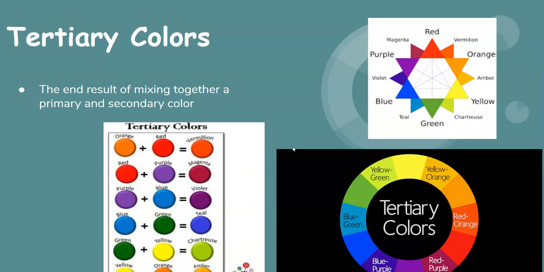Tertiary colors are the end result of mixing together a primary and secondary color. For example, orange, which is a secondary color, and red, which is a primary color, will make vermilion, as you can see right here on this little color wheel-esque illustration. Red and purple, a secondary color, will make magenta. Purple and blue will make violet. Blue and green, teal. Green and yellow, chartreuse. I think that's how you pronounce it. And here they are on the color wheel. Well, this just says yellow-green, yellow-orange, red-purple. They don't really say the actual names, but you get the idea.